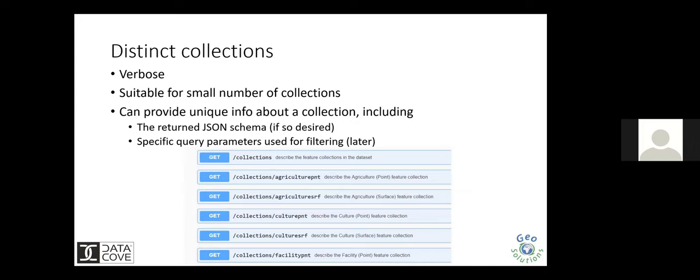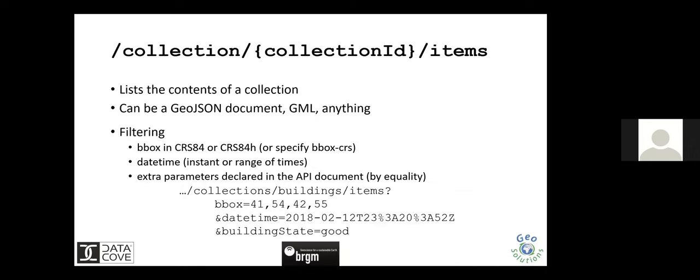That's it on collection types. Now going into the items. So we've got our named collection. The thing in the curly braces, collection ID, would in your path be replaced by the actual collection ID. Just to make sure that this is clear, because this concept is being used continuously, the curly braces are things to be replaced. So under collection ID items, you have a list of the contents of the collection. This can be GeoJSON document, it can be GML, it can be basically what you want.